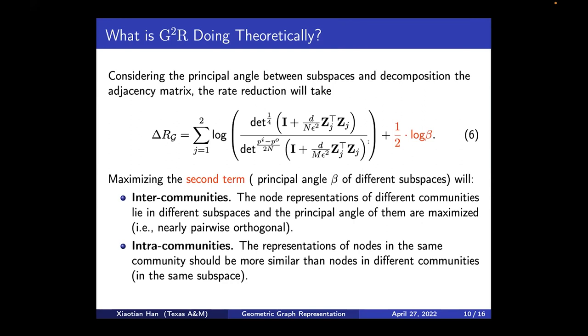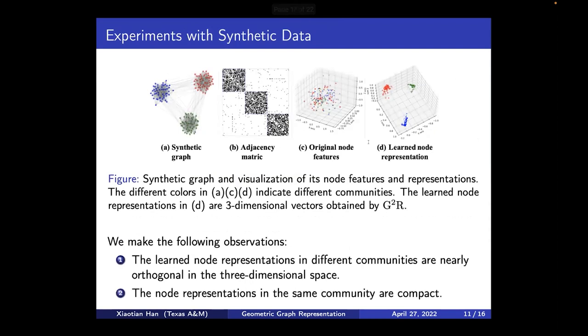We will get the following two desirable properties, inter-communities and intra-communities. The inter-communities will lie in different subspaces and the principal angles are maximized, and in the intra-communities, the node representations will be similar. I will also present two kinds of experiment.